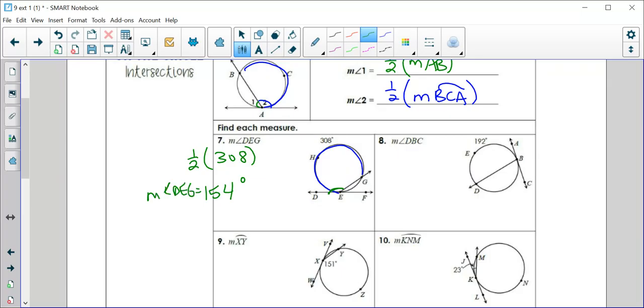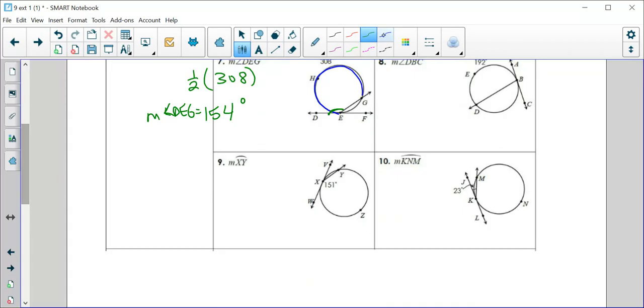So the measure of angle DEG equals 154. All right, number 9, if they get asked for it in the other way around here, what is the arc XY? So first I need to figure out what is the angle that goes with it.